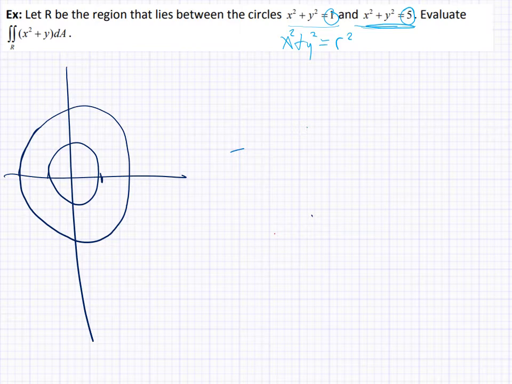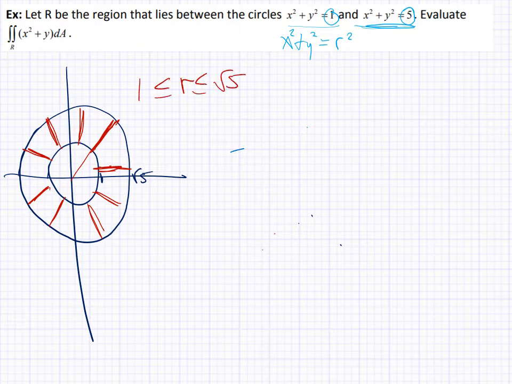Remember, this is a radius 1 circle and this is a radius square root of 5 circle. So r is the distance from here outward, right? What I need to know is what this distance is, here, here, here, all the way around. Because these are two circles, that distance is the same all the way around. And what is r? Well, r is between 1 and square root of 5 the whole time.